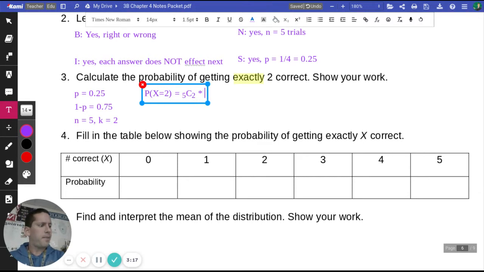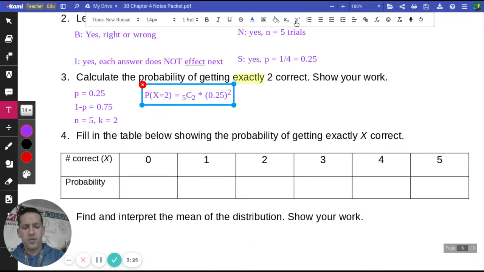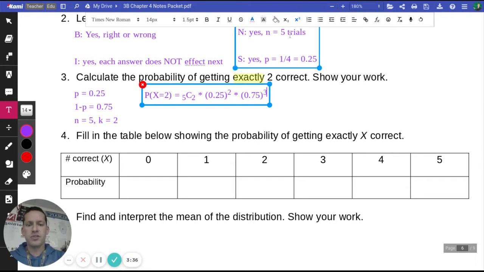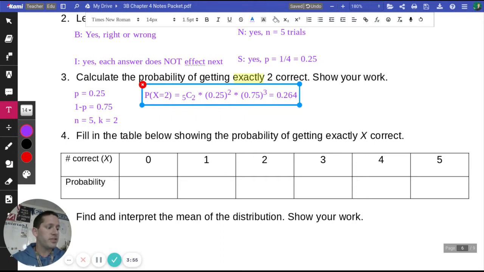We're going to multiply that by the probability of getting an answer correct raised to the power of 2. And we're going to multiply that by 1 minus P, which we calculated would be 0.75, raised to the power of 5 minus 2, which means we'll get 3 wrong. So we're getting however many different combinations we can get 2 correct out of 5, times the probability of getting 2 correct, times the probability of getting 3 incorrect. When we multiply all of this out, I recommend using the calculator. If you got one, we get 0.264.